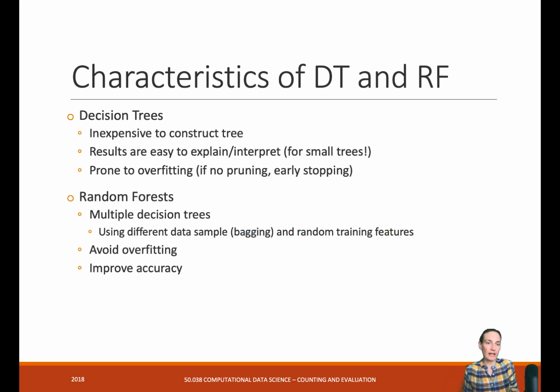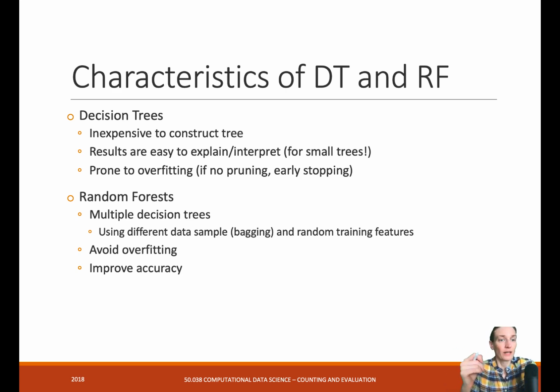So what are some of the characteristics of decision trees versus random forest? Decision trees are inexpensive to construct. The results are easy to interpret, at least for small trees, but they're prone to overfitting if you're not doing pruning or early stopping. Random forests, which combine multiple decision trees, will use different data samples, this bagging, right, and random training features. Random forest avoids overfitting due to this whole feature sampling, and they will improve the accuracy because it's an ensemble model. Okay.